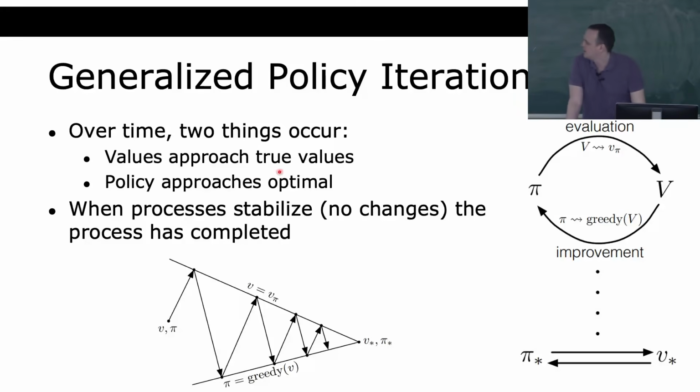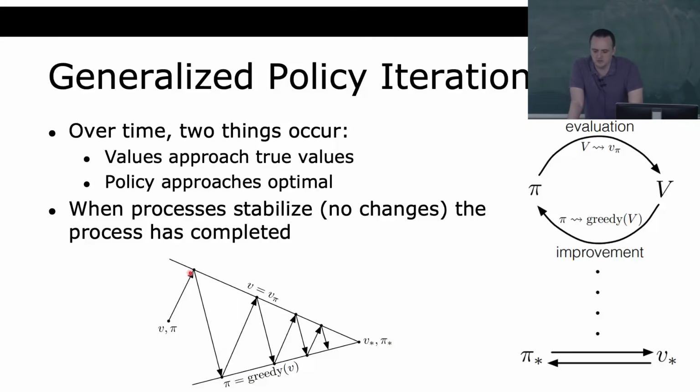I like these illustrations that the book has, this one especially. So over time, two things are occurring. The values are approaching the true average values, and the policy is going to approach the optimal policy. So what we see over here is that we're going to start at some v and pi. Sorry, I know this is a bit small. So we have some initial policy and some initial value estimates. So maybe this policy is random and maybe the value estimates are all 0, for example.